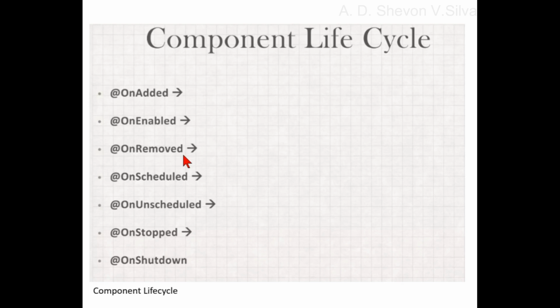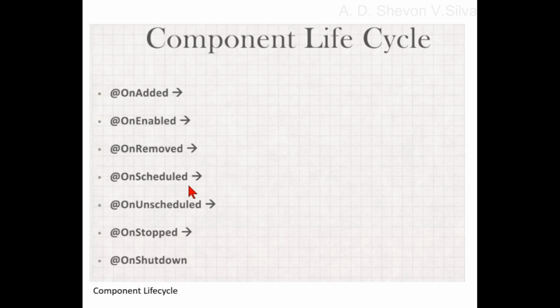@OnScheduled. This annotation indicates that the method should be called every time the component is scheduled to run. Because controller services are not scheduled, using this annotation on a controller service does not make sense and will not be honored. It should be used only for processors and reporting tasks. If any method with this annotation throws an exception, other methods with this annotation will not be invoked, and a notification will be presented to the user.